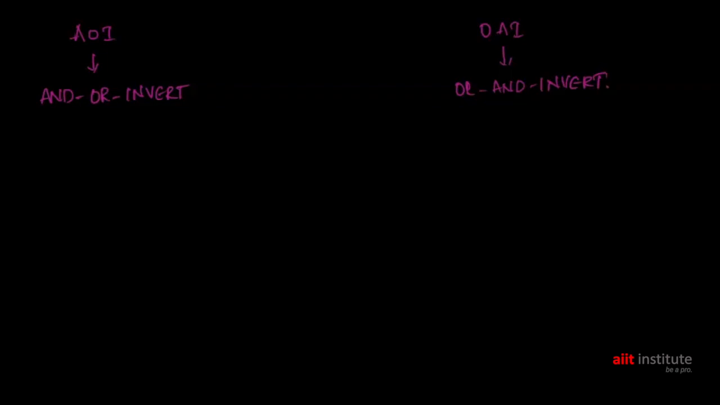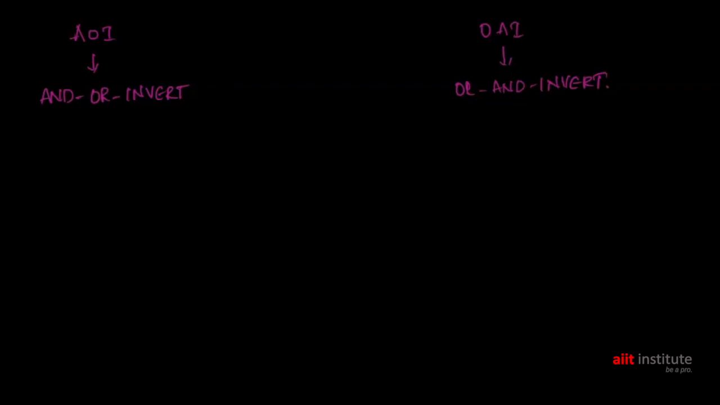In this video, we are going to learn about two gates, AOI and OAI. What does this mean, AOI and OAI? AOI means AND, OR, invert. OAI means OR and invert respectively. Okay, what is the use of these gates?